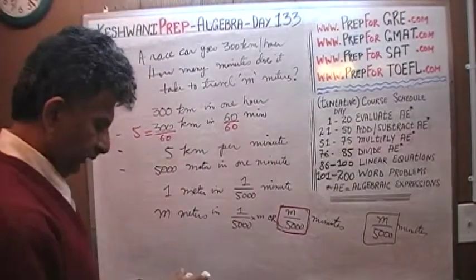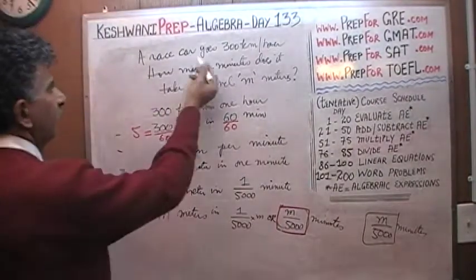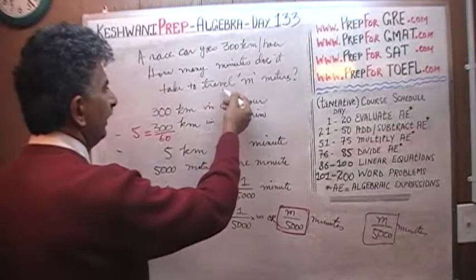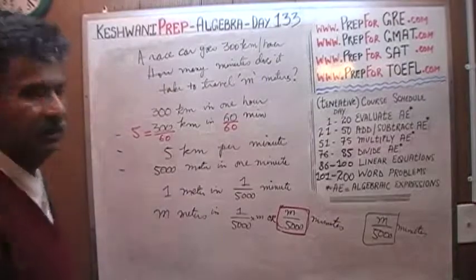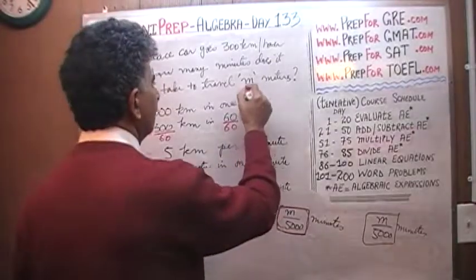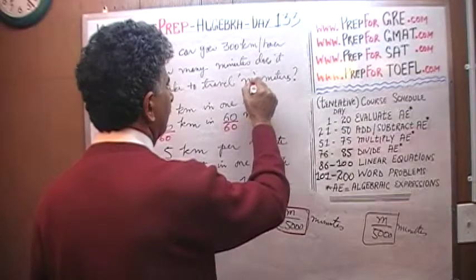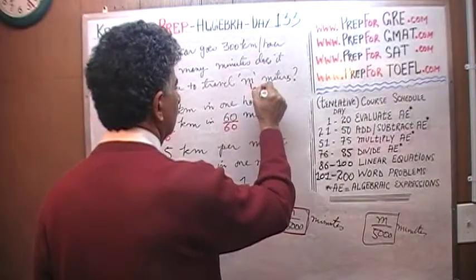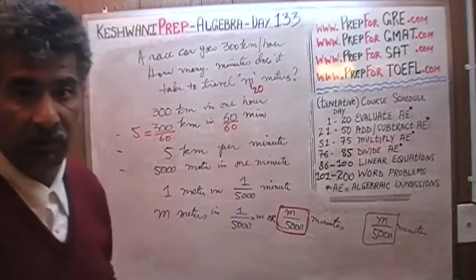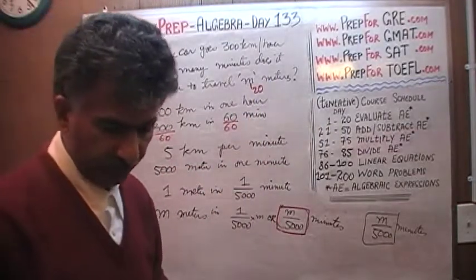m/5000 minutes. Now let's convert. It says a race car driver is going 300 kilometers per hour. How many minutes does it take to travel m meters? All we have to do is just make up a number for m. How much do you want him to travel? Let's travel, I don't know, 20 meters? Alright, let's go 20 meters, okay?